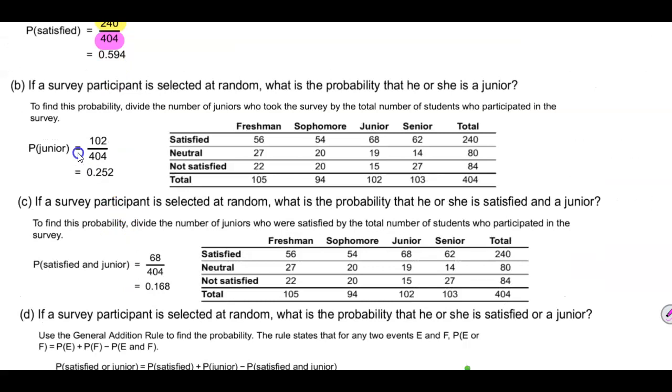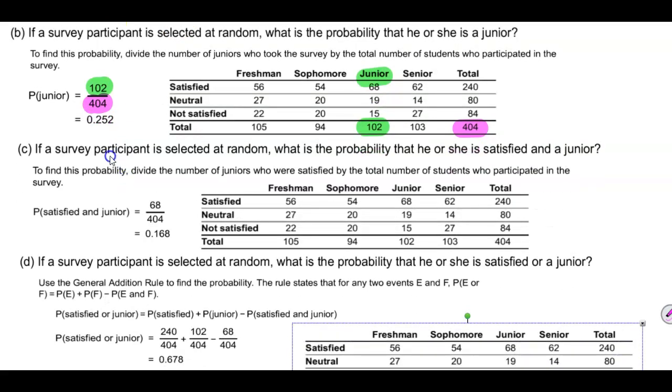Next question states that if a survey participant is selected at random, what is the probability that he or she is a junior? So what we're going to do is take a look at the column which is junior. Now, it doesn't matter whether it's satisfied, neutral, or not satisfied, but the total junior is 102. So we're looking at the probability that it is a junior, and then we're going to divide it by the total number that's surveyed, which is 404, which gives us a result of 0.252.